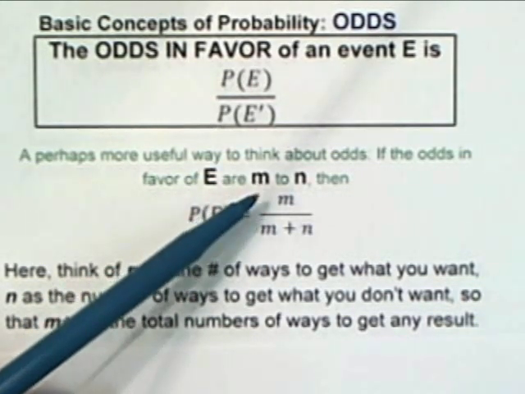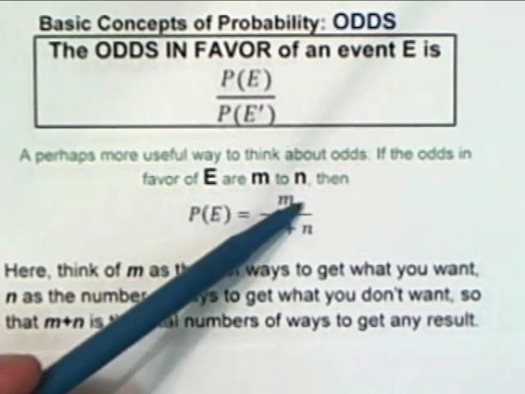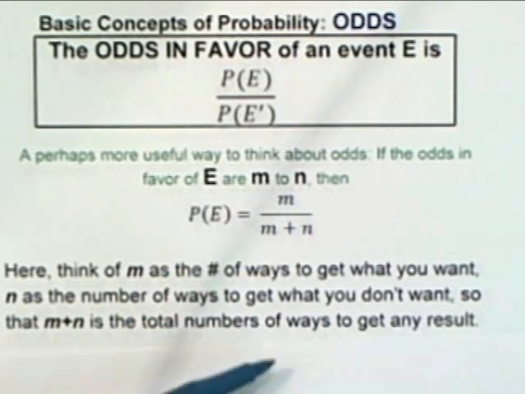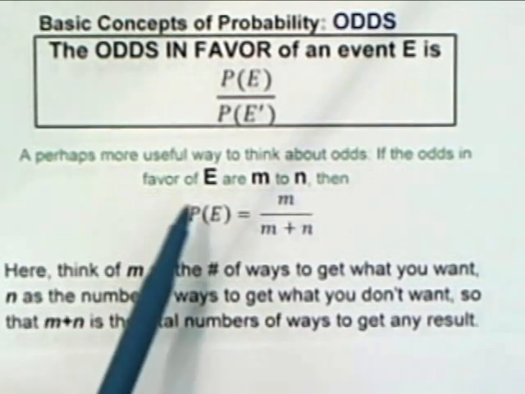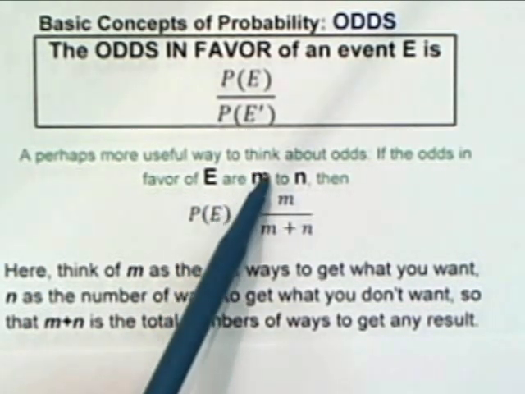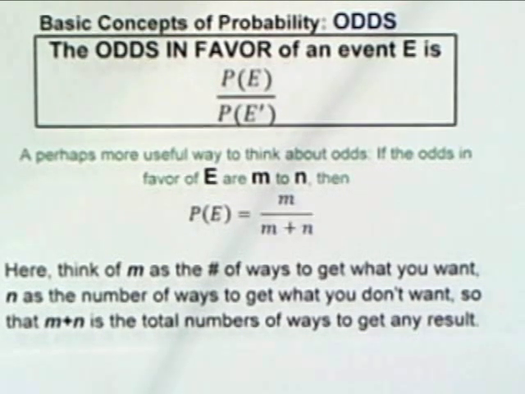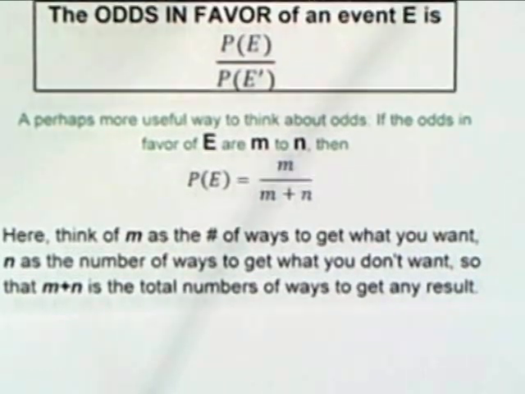All I'm saying here is that m is the number of things you want divided by the total number of things in the sample space, and that is basically the basic probability principle that we've already discussed. But if you break it up this way, it applies to this idea of odds. M then becomes the number of ways to get what you want, and n is the number of ways to get the things that you don't want. I think it's a much better way to think about it, and I'll show you with an example.